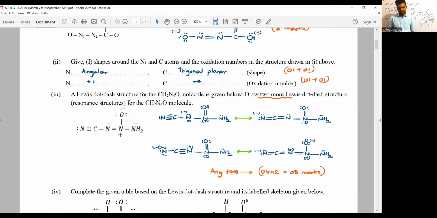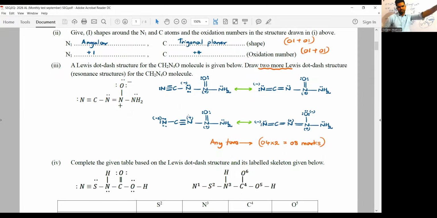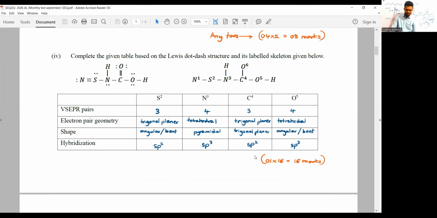And these are the resonance structures you can draw for this structure. Since you have 3 pi bonds, you can change the location of these 3 pi bonds, and including the given one, you can draw a total of 5 resonance structures for this whole molecule. This table is also very easy, fine.